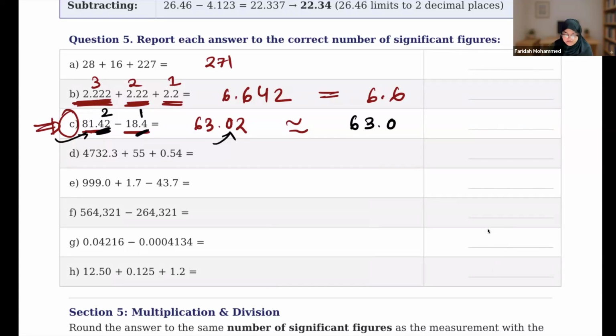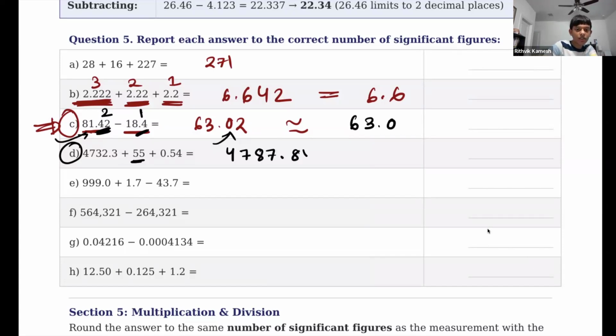Let's do D. So for D, 55 is the number with the fewest decimal places. So therefore, our answer would not have any decimal places. Good job. So what's the answer the calculator gave you? The calculator gave me 4,787.84.